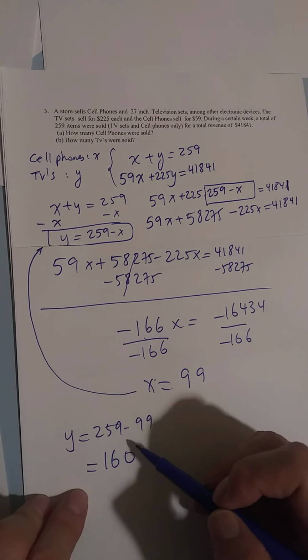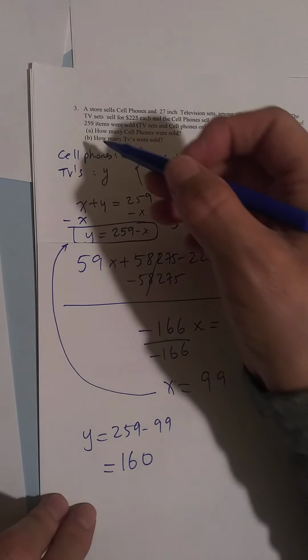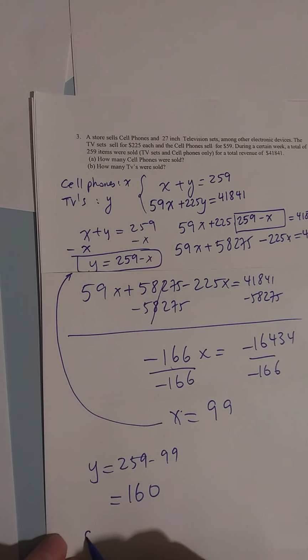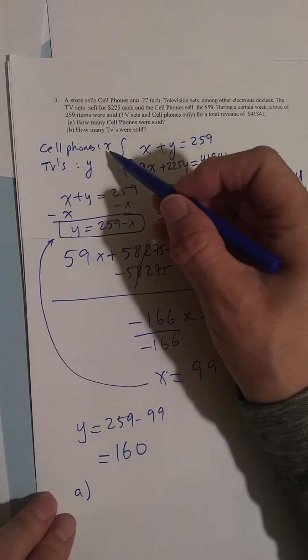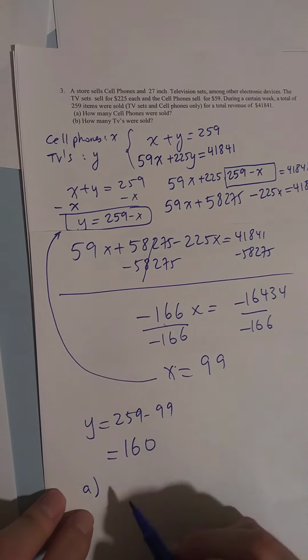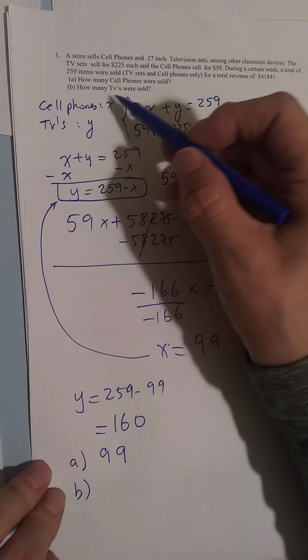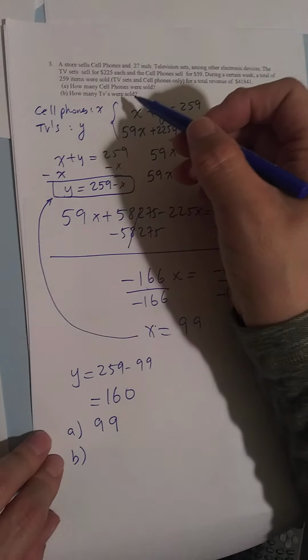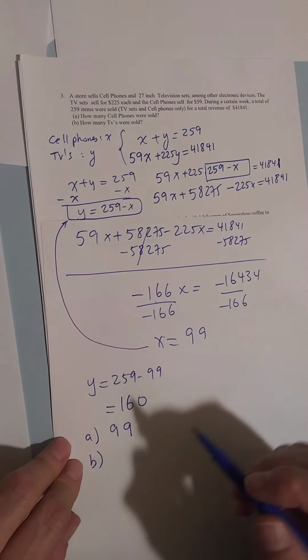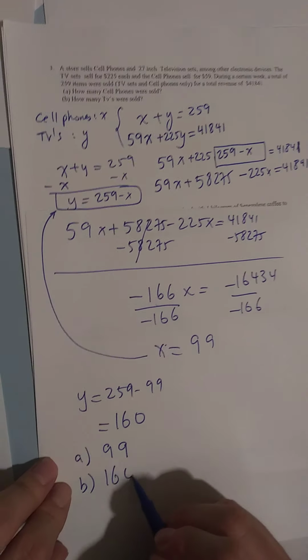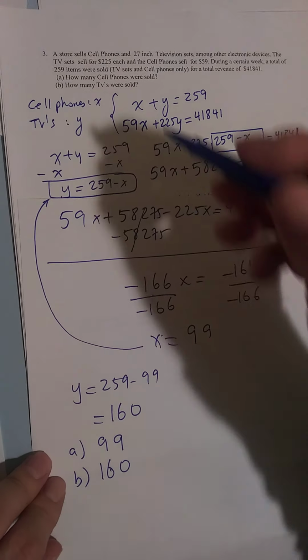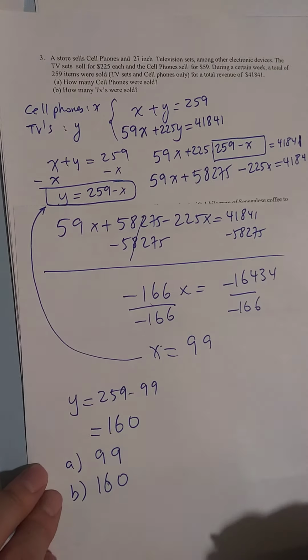Now we need to interpret them. We want to know A, how many cell phones were sold. The cell phones we called X. X was 99. So the answer to A is 99 cell phones. B, how many TVs were sold? We called Y the number of TVs sold. So Y was 160. So that's the answer to A and B.